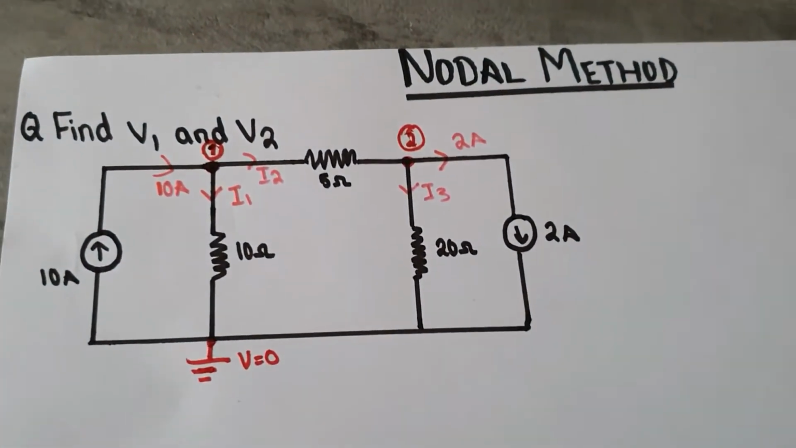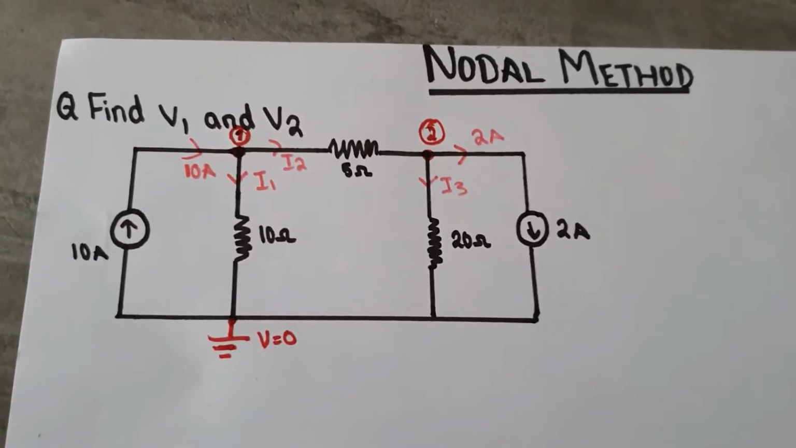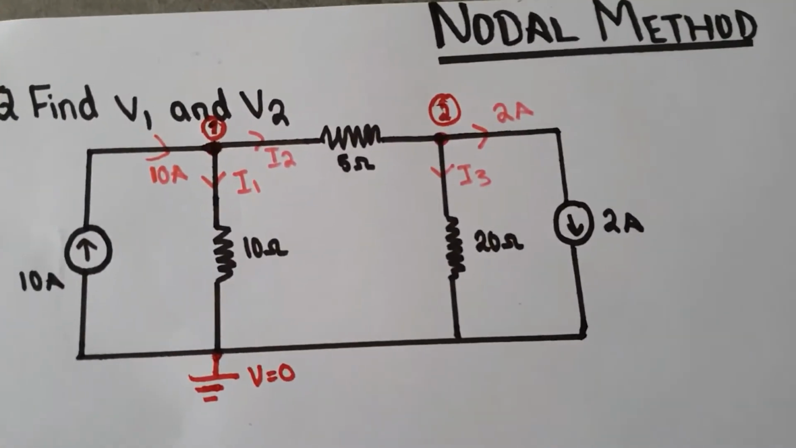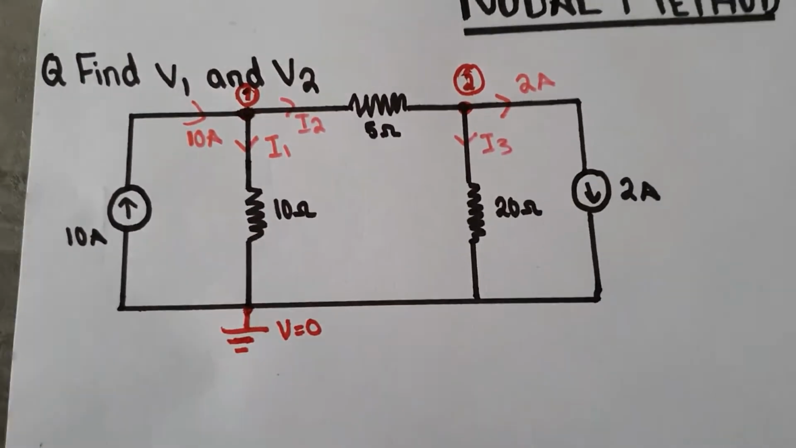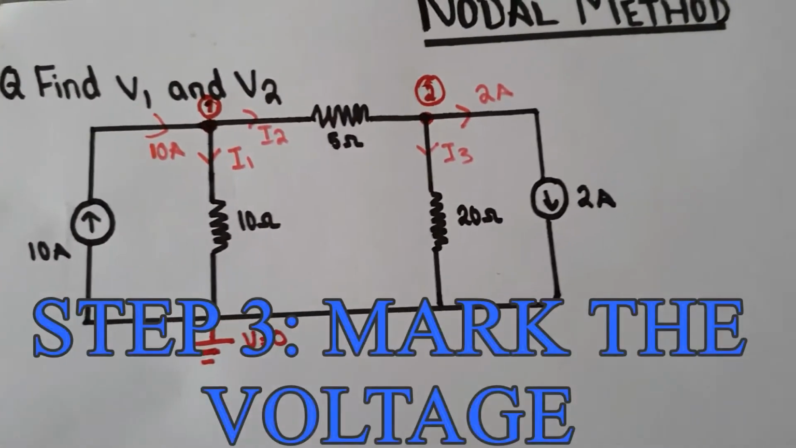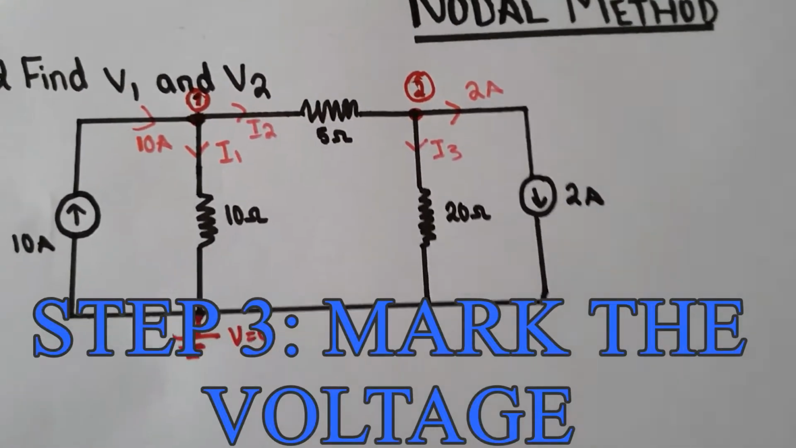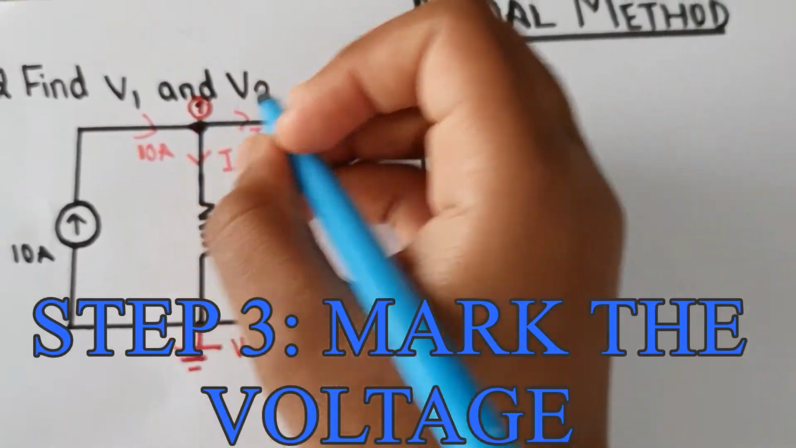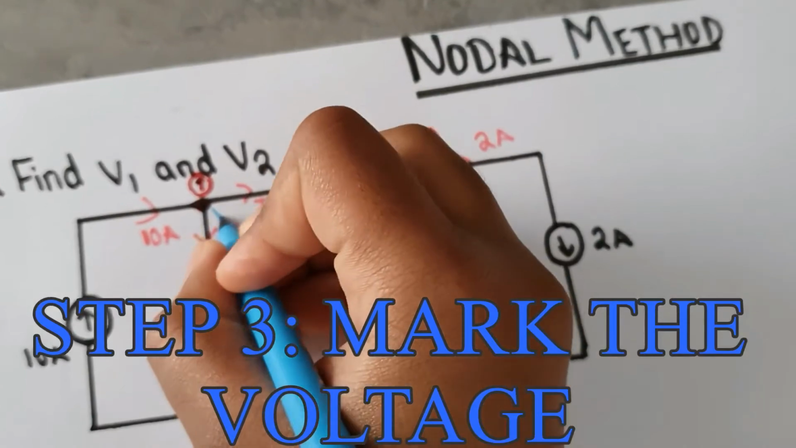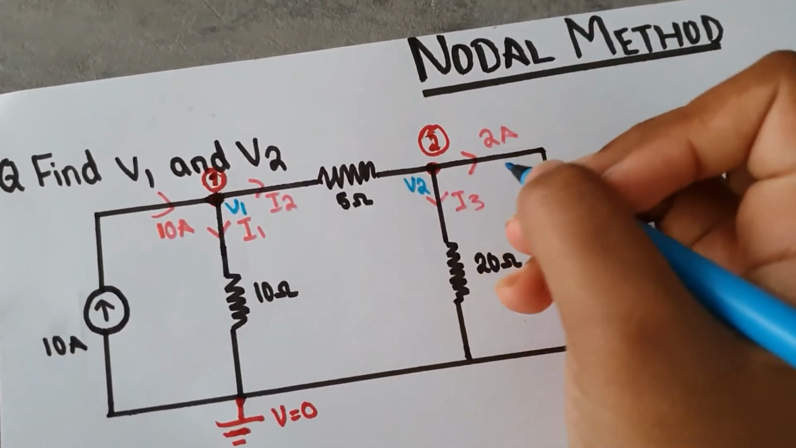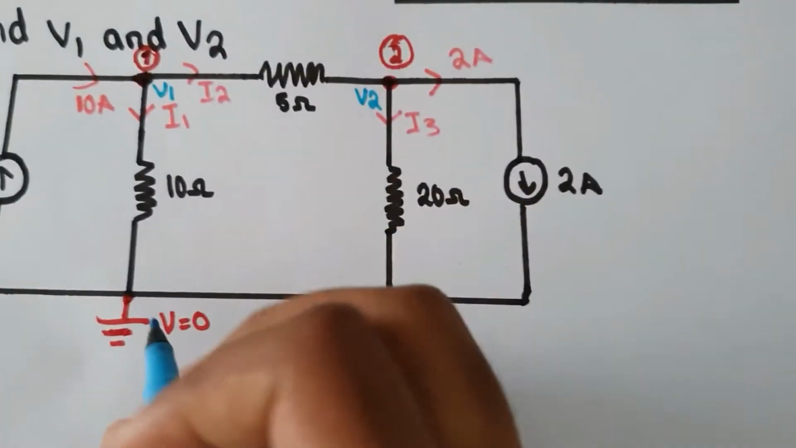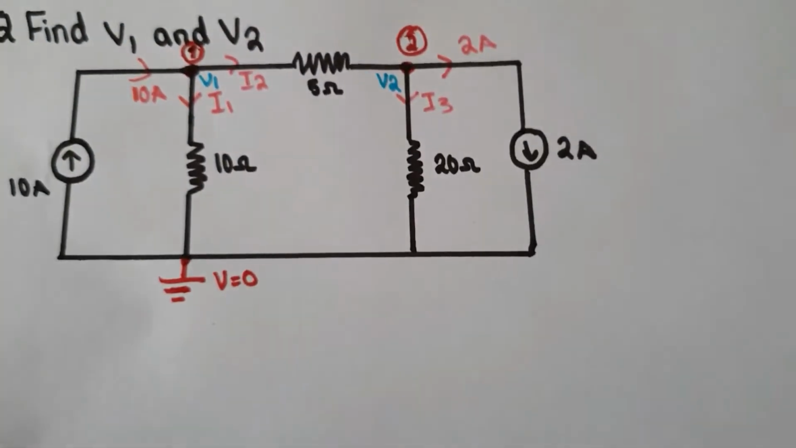So that's it. The first step was identifying the nodes and numbering them. Second, you need to mark the current. Third step is to mark the voltage. So the voltage here will be V1 and here will be V2, and the voltage here is 0.